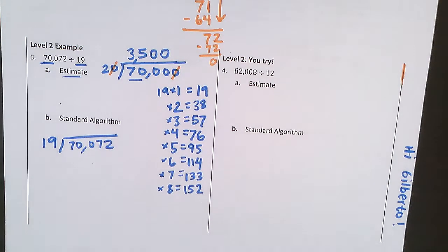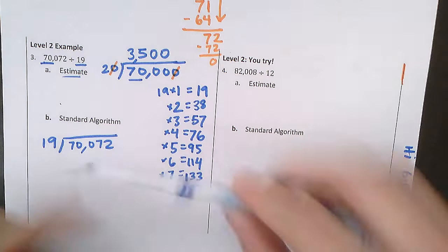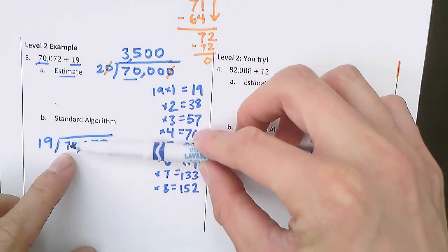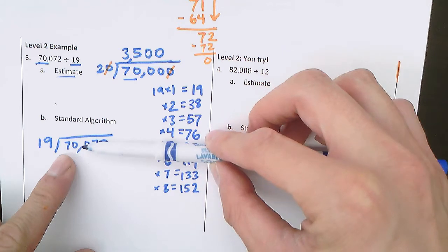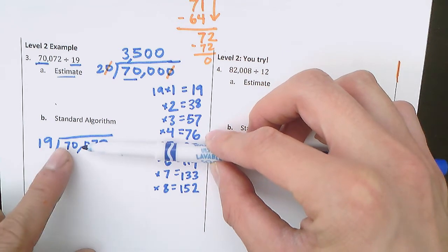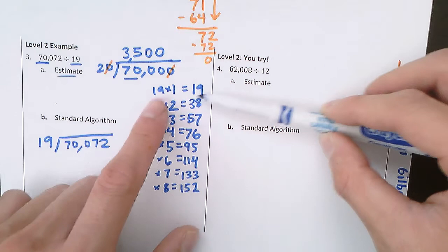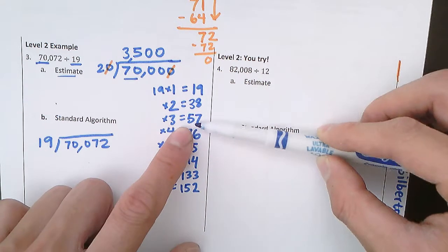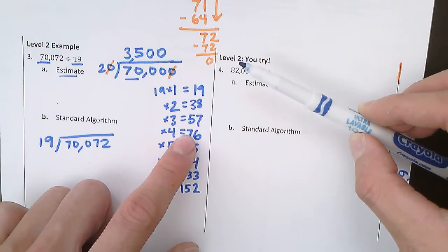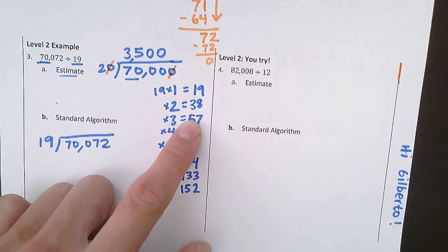Okay, so first I think the first number is 7. How many times can 19 go into 7? 7's too small, so we go out 1. How many times can 19 go into 70? Well, here's why we did this. We can easily check. 70, okay, so 19 times 3 is 57. 19 times 4 is too big, so it's going to be 3.